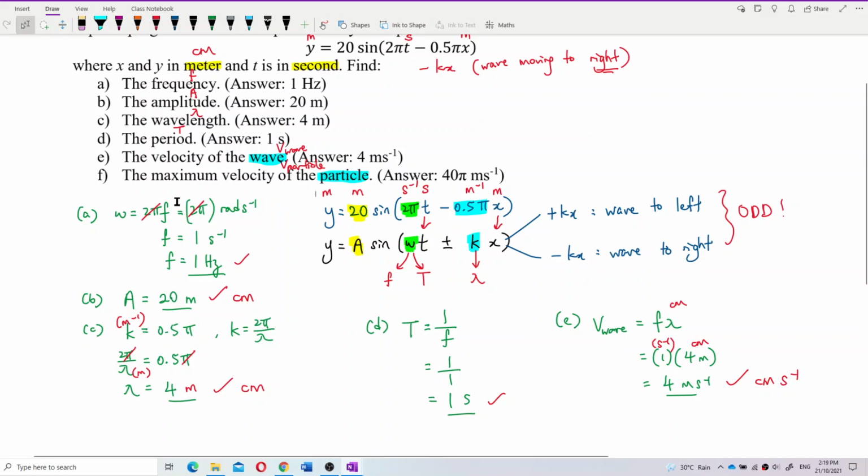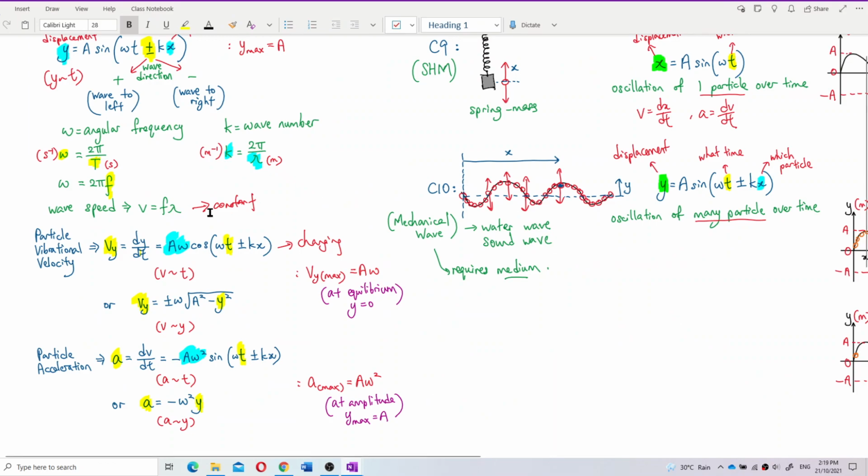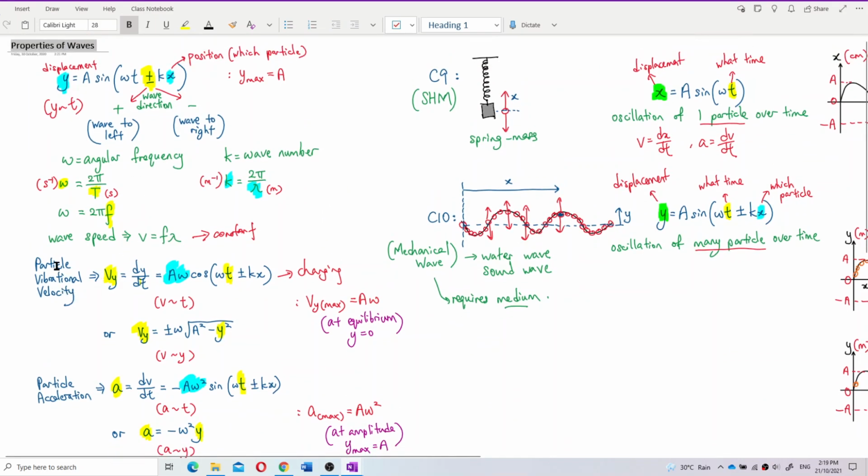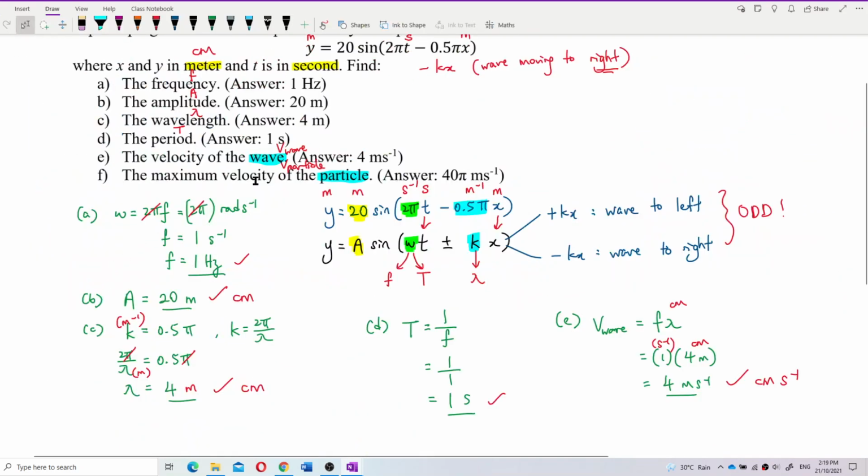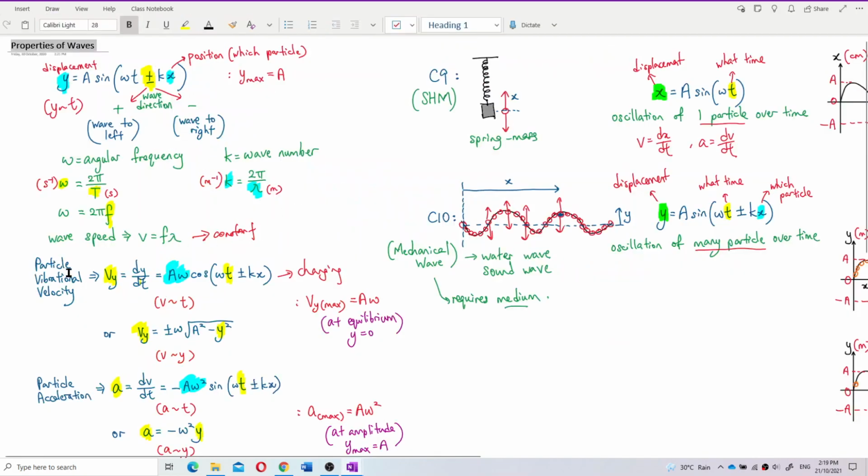So for this maximum velocity of particle, how to do it? The velocity of the particle means the particle vibrational velocity. To find this, we need to differentiate the displacement formula against time. So v equal to dy over dt.